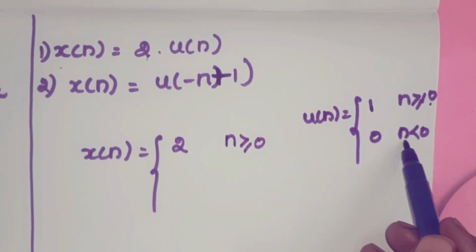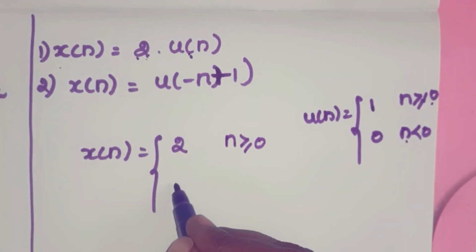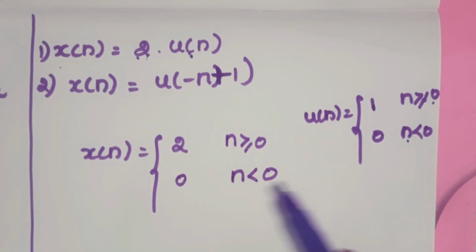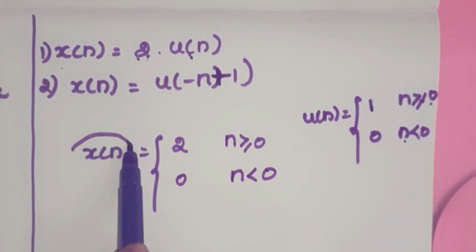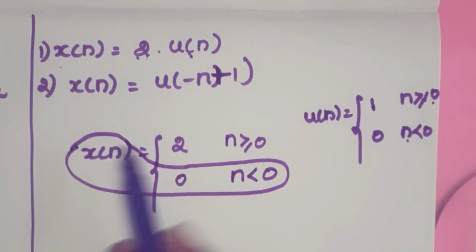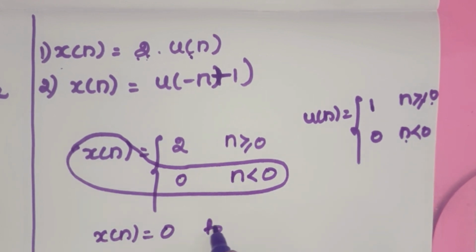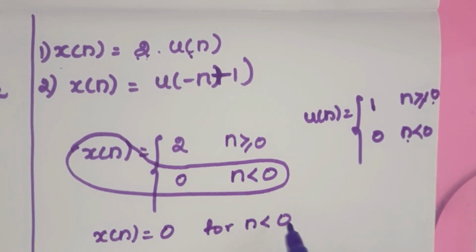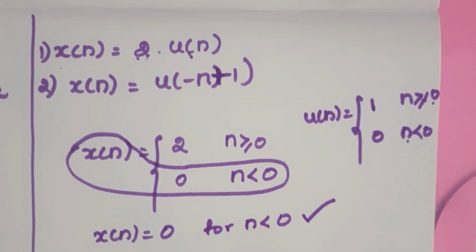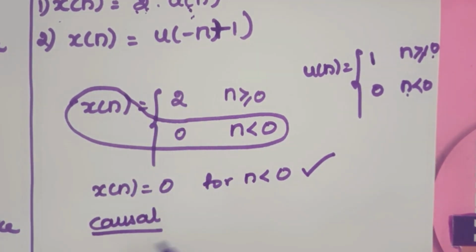And for n less than 0, u of n becomes 0, and 0 into anything is equal to 0. So the x of n value is 0 for n less than 0. So x of n equal to 0 for n less than 0. This condition is satisfied, so the signal is causal. Okay, 2 u of n is a causal signal.